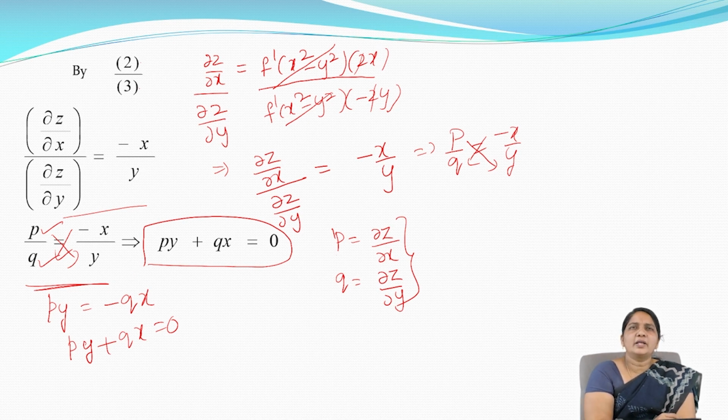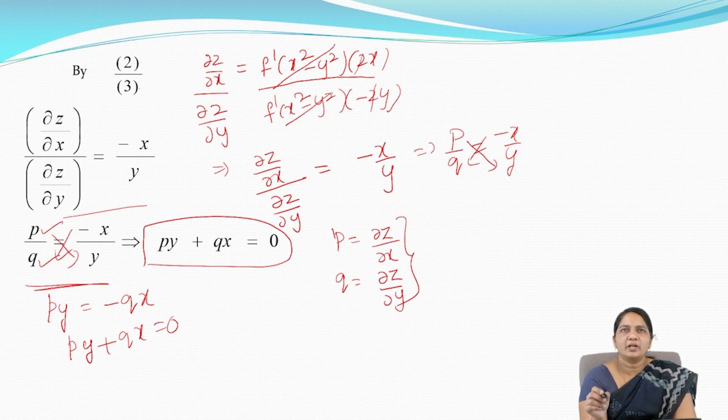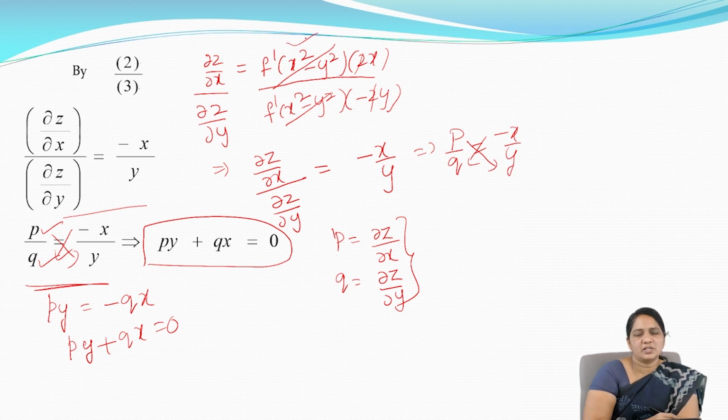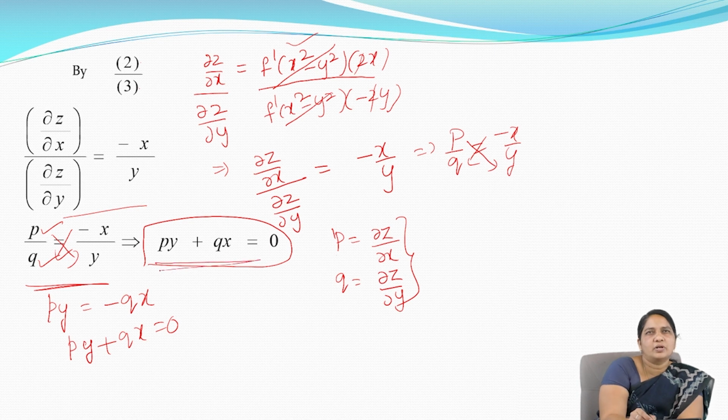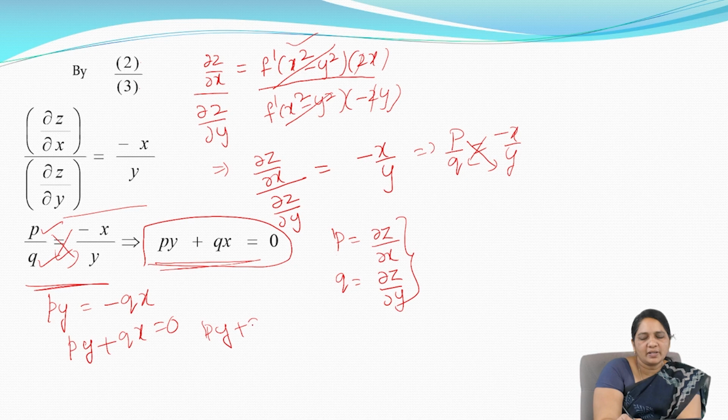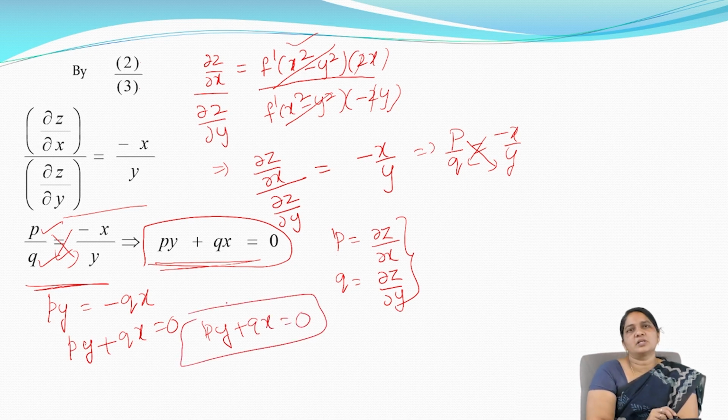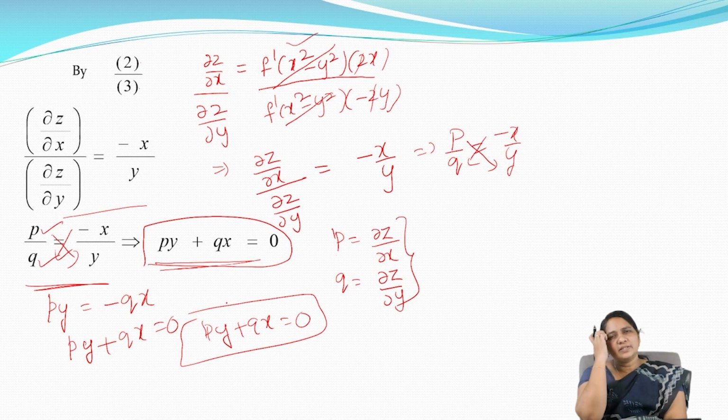Already given one information: the number of arbitrary functions present in the equation gives the PDE order. One function is present here, so that means I got a first order PDE. This is our required equation, py plus qx equal to 0, a first order partial differential equation. This way we can eliminate the arbitrary functions from the given equation.